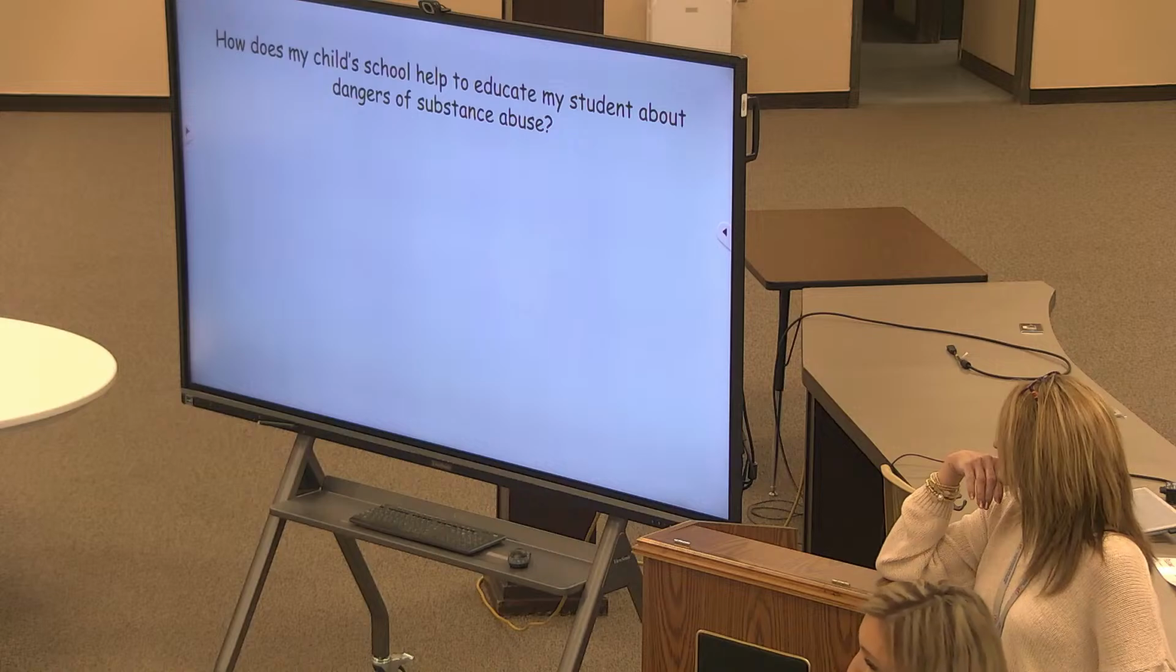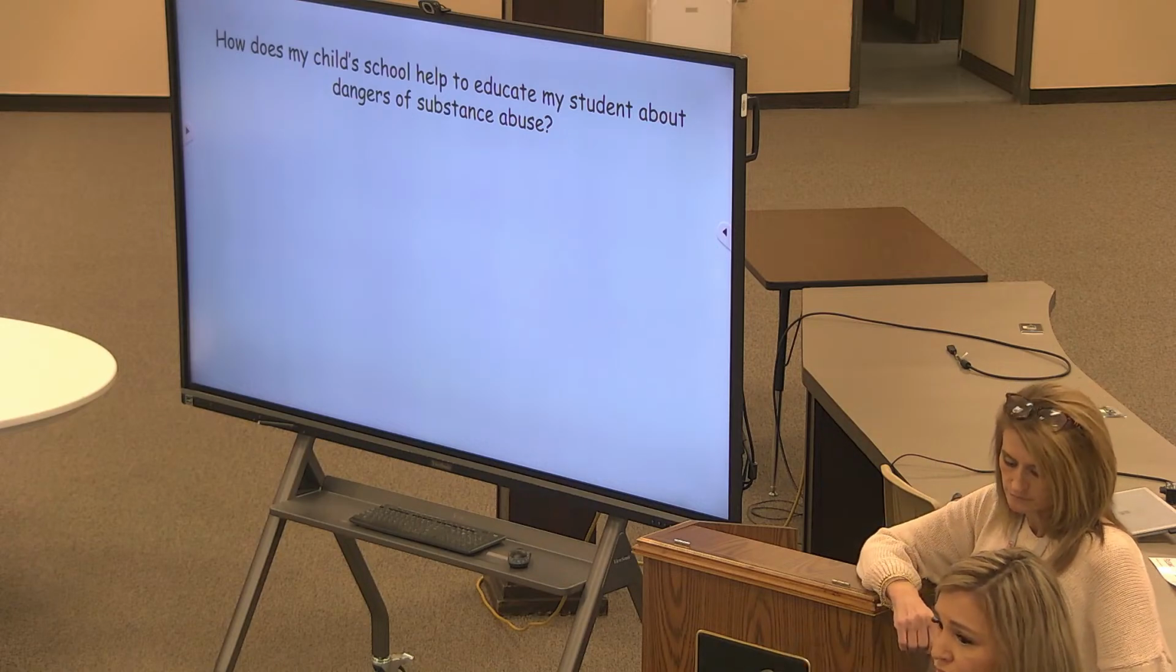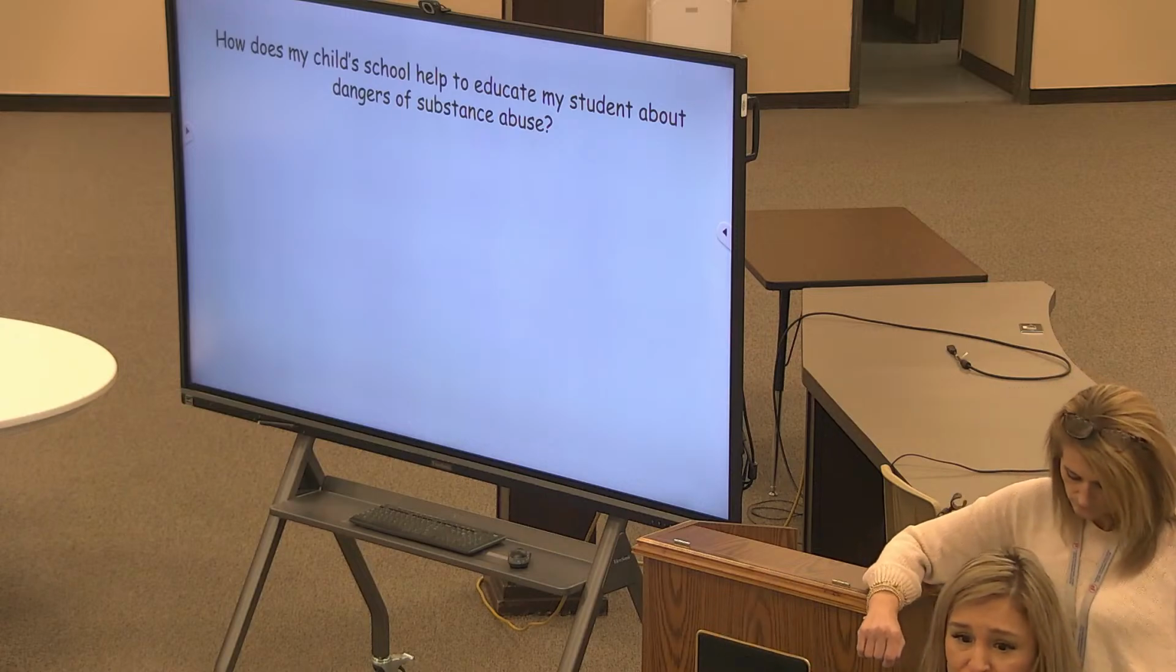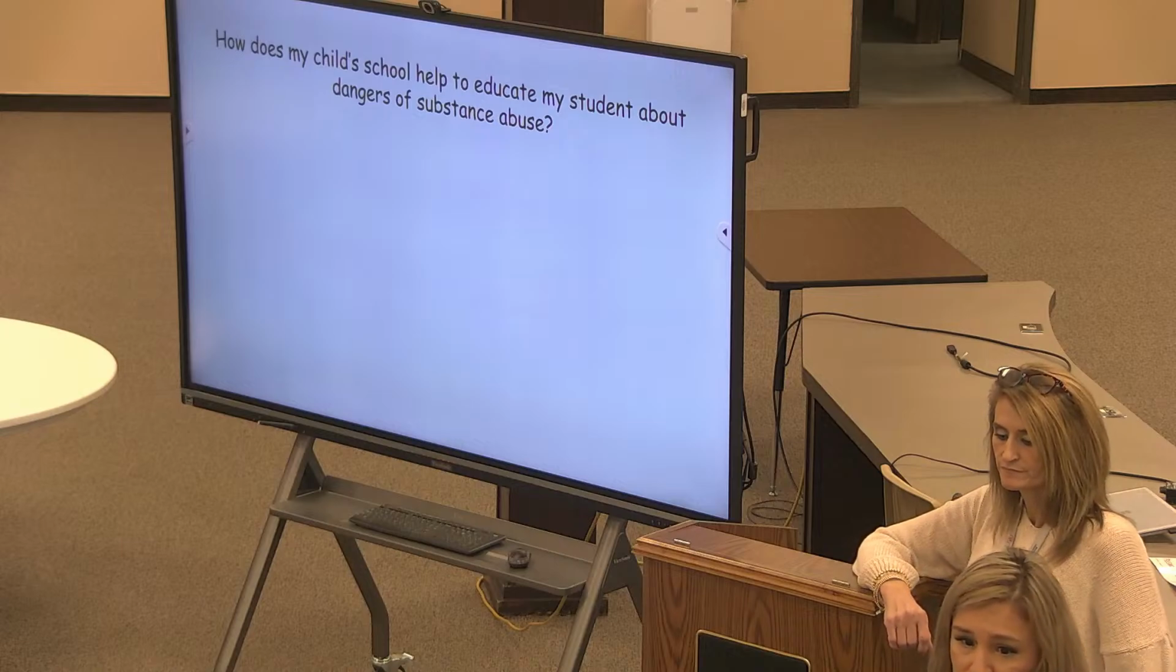And if your child is taking a medication, always being able to tell the nurse, hey, this is the medication my child is taking, and taking that medication to the nurse on campus if they're taking a medication of some sort.